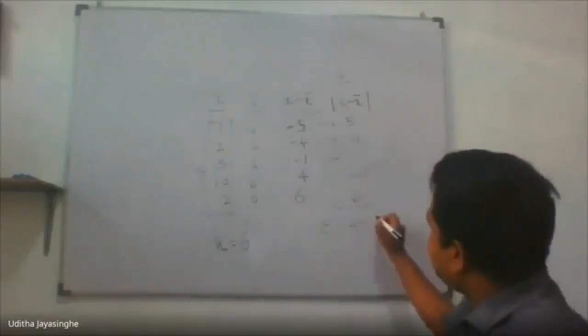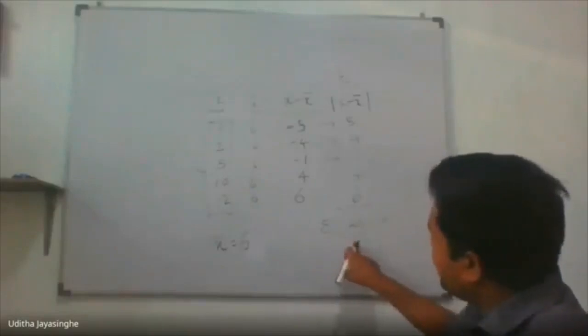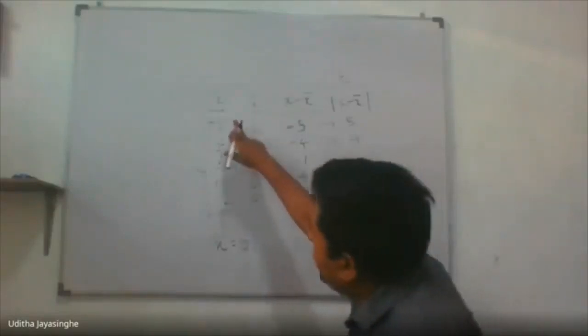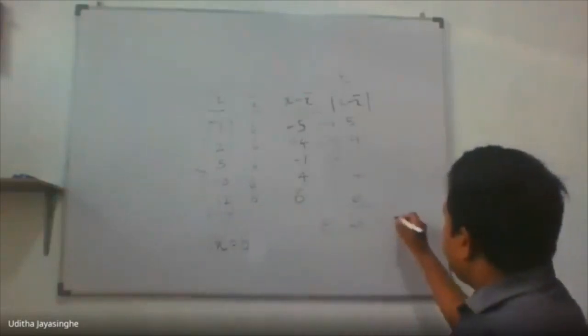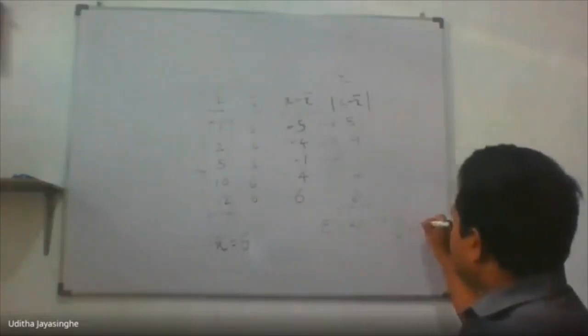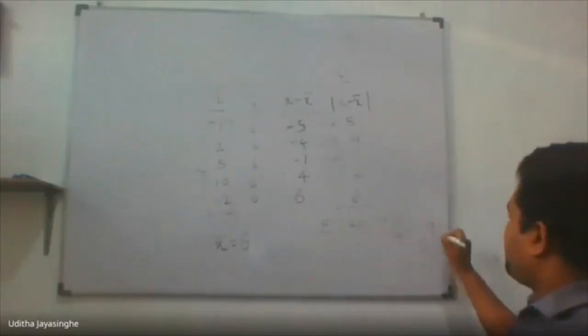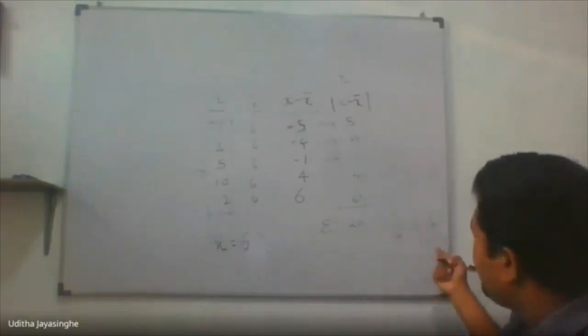The last step is, we can divide this number by the number of items. 1, 2, 3, 4 and 5. 5 items. 20 divided by 5 is going to give me my final answer for our mean deviation as 4.